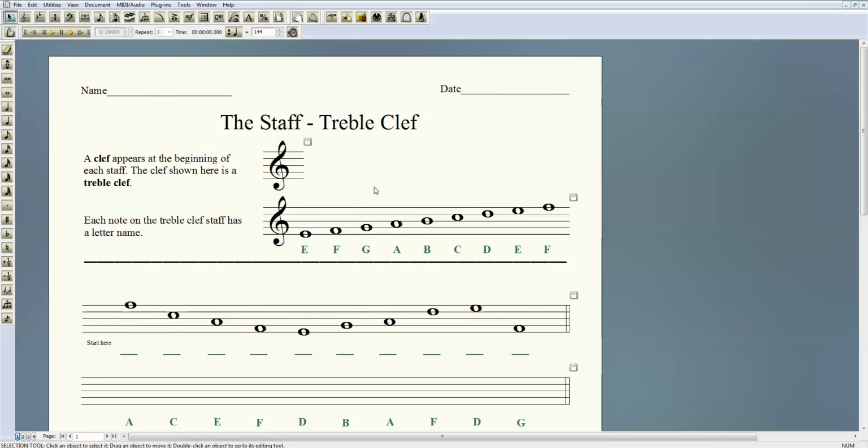When we get to G, we have to start over again at, that's right, A. And what about if we go backwards? Let's say we're going G, F, E, D, C, B, A, then what? That's right, we have to start over again at G, because there are only 7 letters in the musical alphabet.